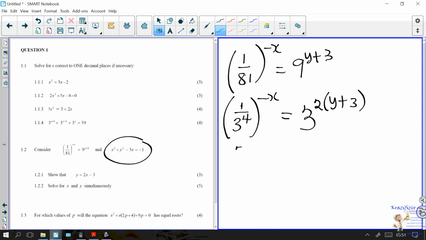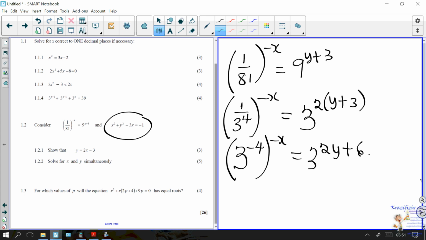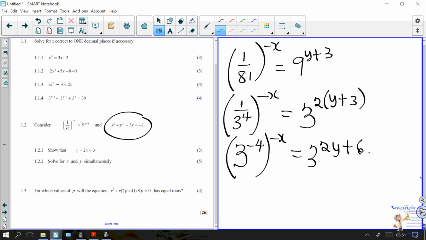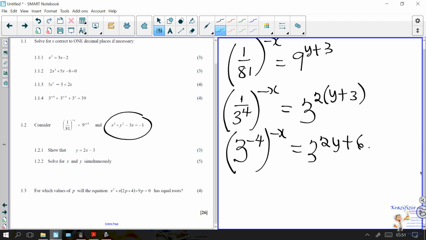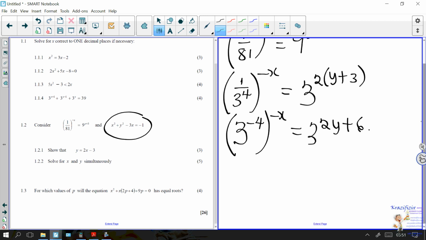So if I take this up, I'm going to have 3 to the power negative 4, because it's going up now, reciprocal, equals 3 to the power 2y plus 6. Okay, what are we going to have here? Let's work through quickly. What are we looking at getting on the side? 3 negative 4 times that would give me a positive 4x equals 3 to the power 2y plus 6.